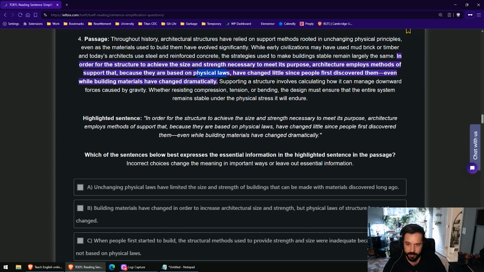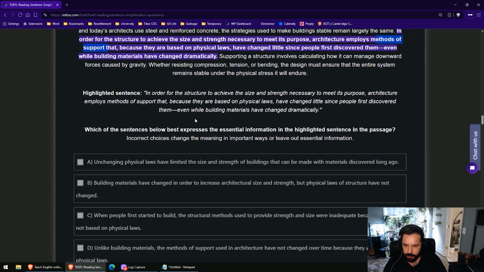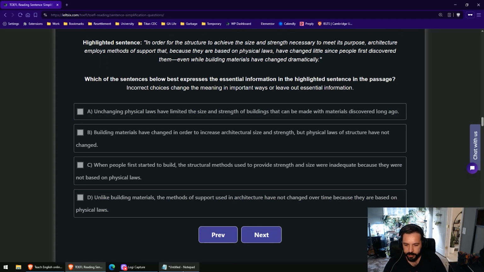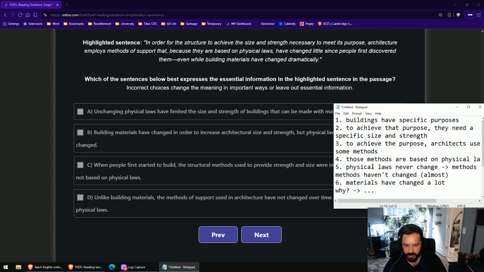Is it physical laws, or is it methods of support, or is it something before that? You can think about that one. I think that's actually a question in the book as well. I'm not sure. I don't remember this one specifically. I think this is practice test 2. I don't really remember, but it's in the Official Guide to TOEFL iBT, both editions, 6 and 7.